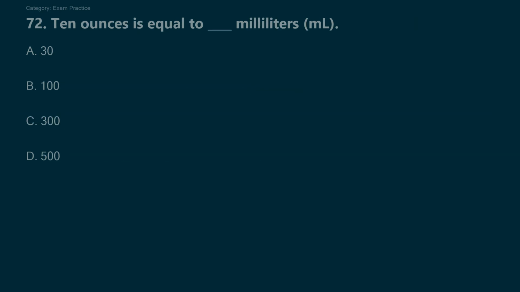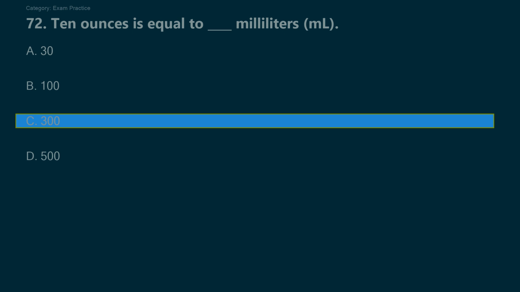Question 72. 10 ounces is equal to blank milliliters, ml. Option A, 30. Option B, 100. Option C, 300. Option D, 500. The correct answer is option C, 300.